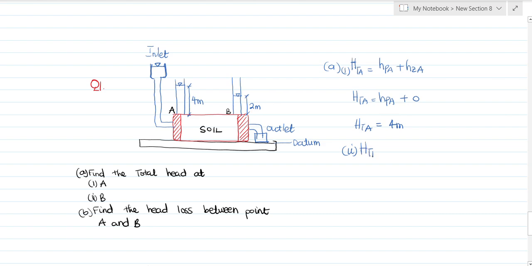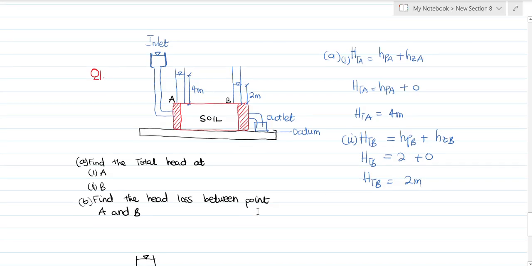Then for B, the total head in B is equal to pressure head in B plus elevation head in B. So the pressure head in B is equal to 2 plus 0, because the elevation head is 0. The total head is equal to 2 meters.